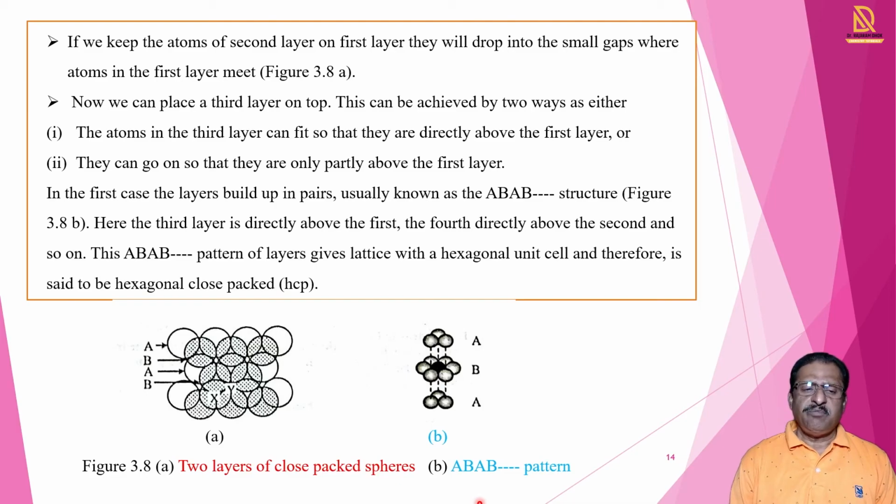This AB pattern of layers gives a lattice with a hexagonal unit cell, and therefore it is called the hexagonal close packed structure. So the hexagonal close packed structure is formed when we keep the layers like A, then B, again the third layer is like A, the fourth layer is like B, and the fifth layer is like A. Like that we continue AB and we get the HCP structure.